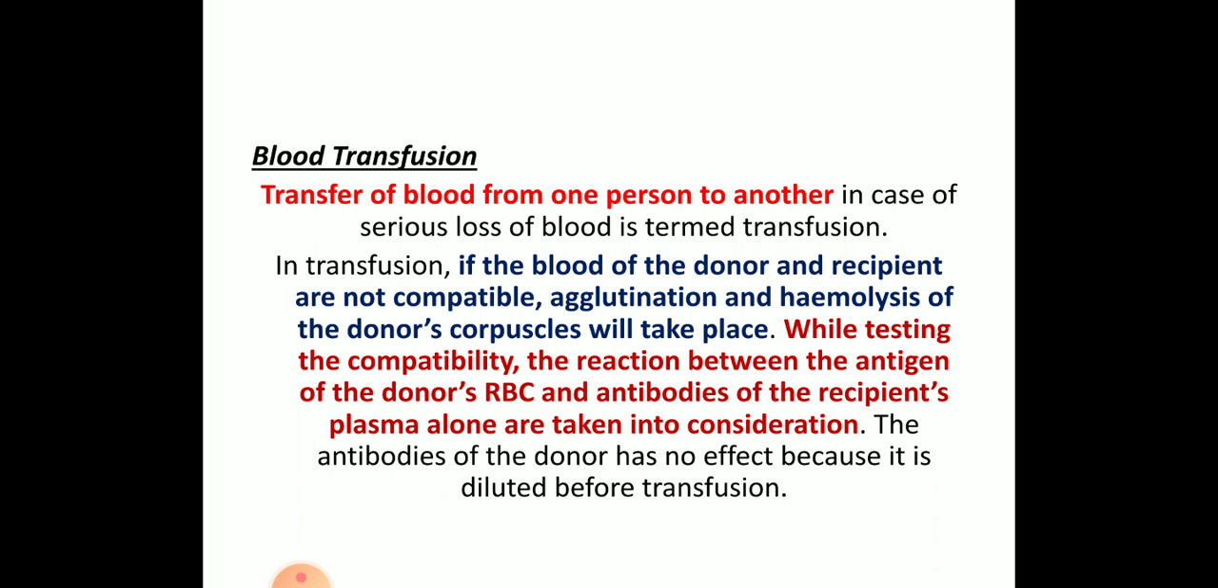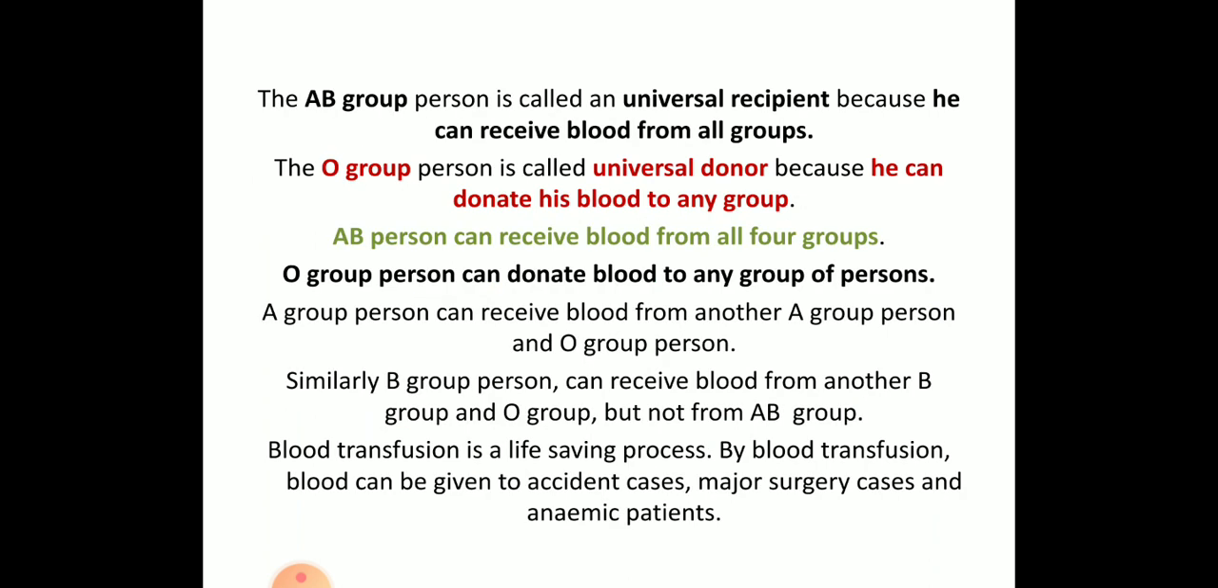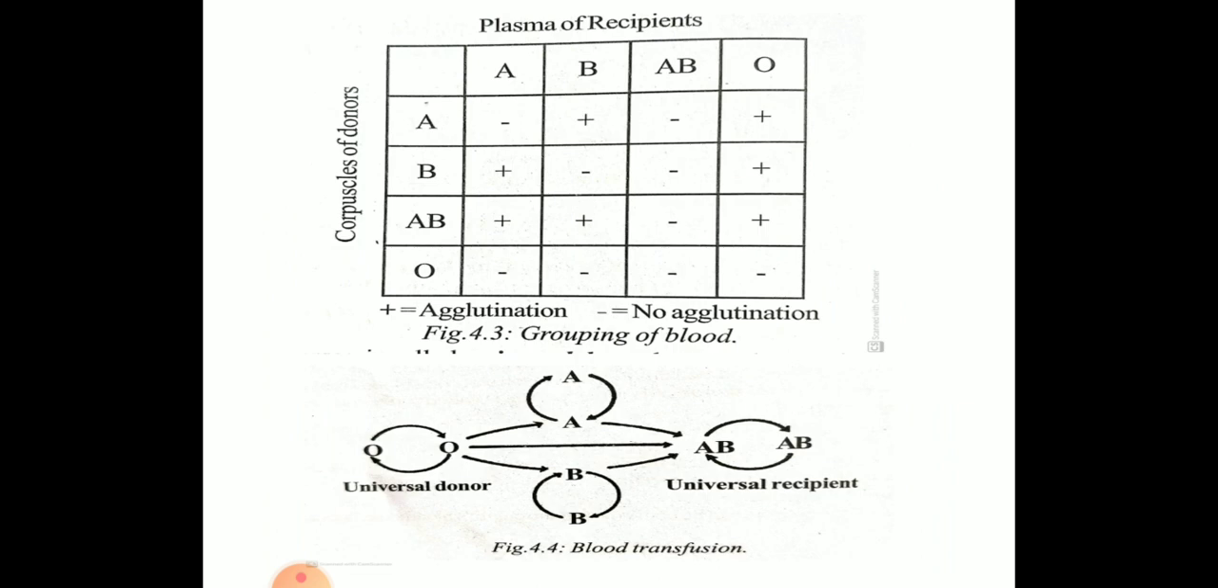So compatibility has to be checked, and agglutination and later hemolysis of the blood corpuscles, as I already explained. You need to know what type of blood has to be given to what type of person, or donors to recipient. This picture explains it in simple form. Please make a note of this, and study this table and the diagram given correctly.